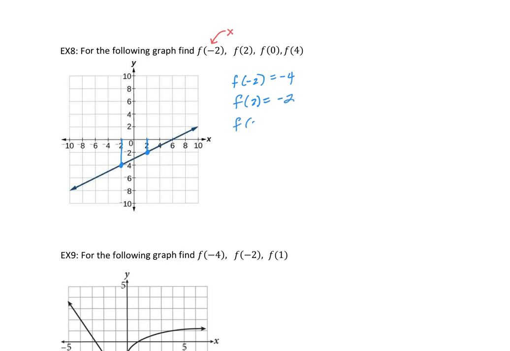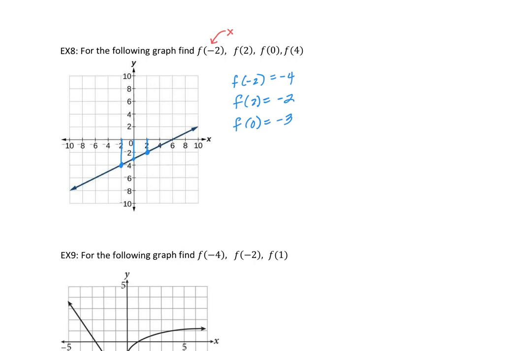F of 0. At 0, I go down, what is that? I don't even know. I have to estimate this one because it doesn't fall on a grid. So it looks like it's halfway between negative 2 and negative 4, so probably a negative 3. That's the disadvantage of finding values by just looking at a graph.